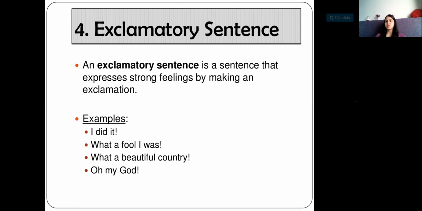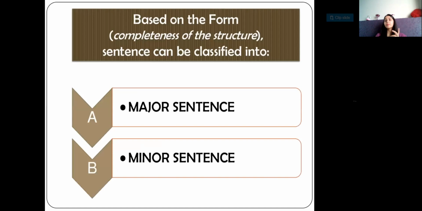What a fool I was. So you're regretting something bad that you've done, not just "oh, what a fool I am." Nothing like that. It's a strong one. Maybe you've lost something, a very great loss because of some bad decision that you've made. What a fool I was. Why did I do it? A strong one. What a beautiful country. Wow, that shows your exclamation. Oh my God. That means something, oof, that I've done. That comes into exclamatory sentences.